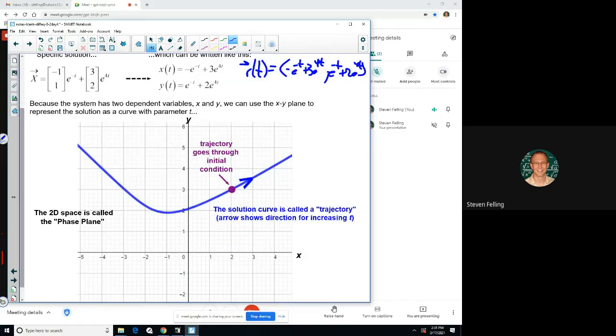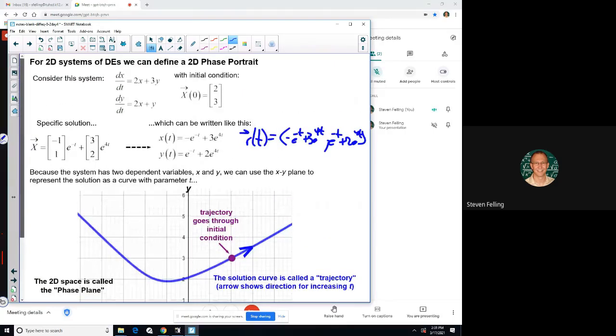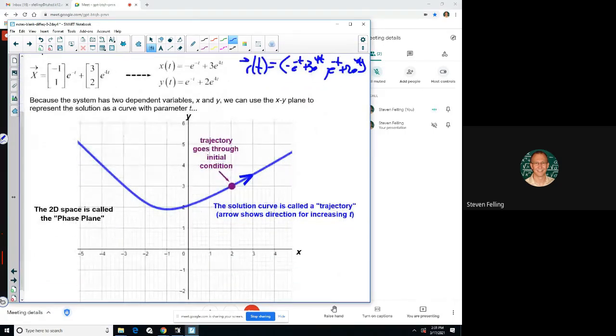And because we had the initial condition that x at t equals 0 is (2, 3), that means at t equals 0 we're at this point, and it's going through that initial condition point. So we have the particular trajectory that goes through that point. All right, so we kind of know how to do this.